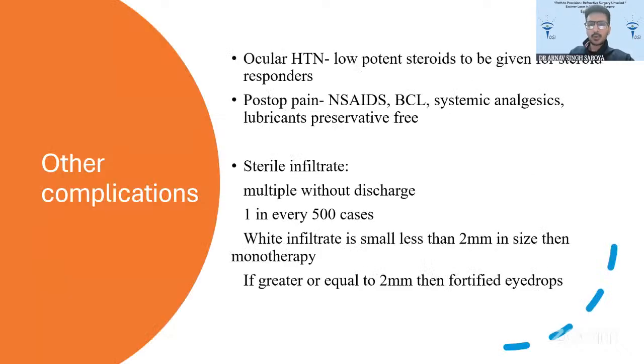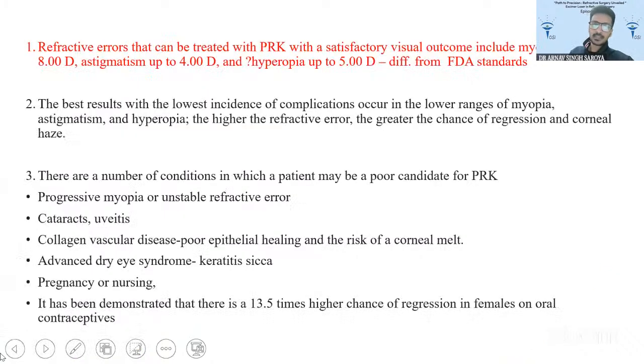Other rare complications include ocular hypertension because of low potent steroids, and postoperative pain, which can be easily managed by NSAIDs, BCL, systemic analgesics, and also preservative-free lubricants. I have seen very few cases of sterile infiltrates as well, which are single or multiple without discharge. The white infiltrate is small, less than 2 mm in size. If you feel that there are multiple infiltrates or they are more than 2 mm, then we should start fortified drops as early as possible.